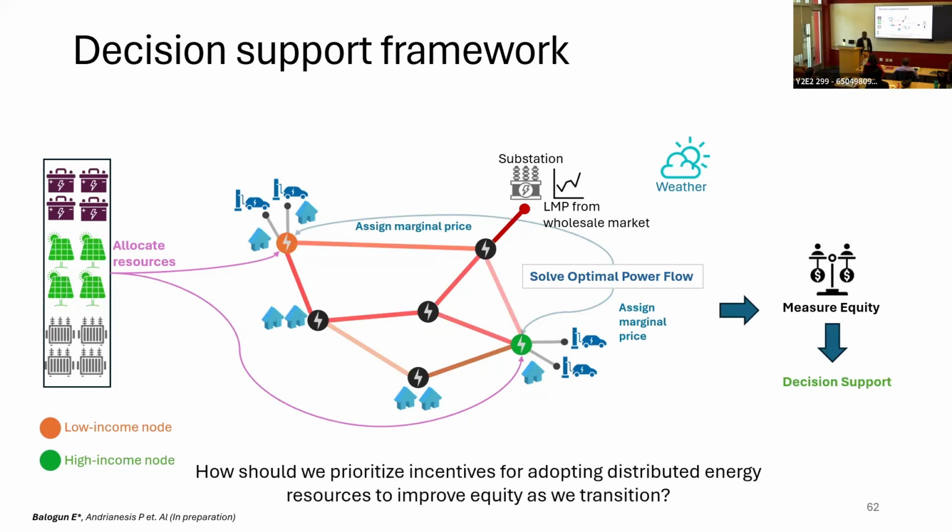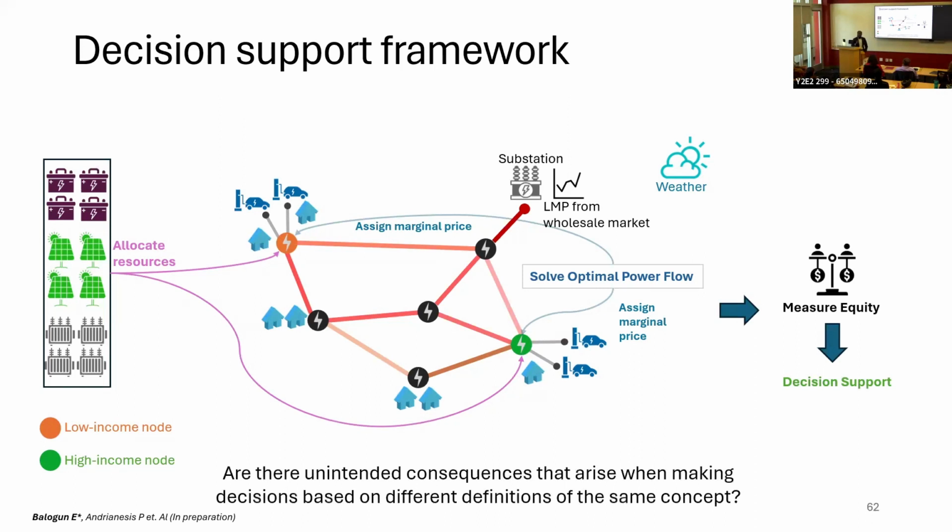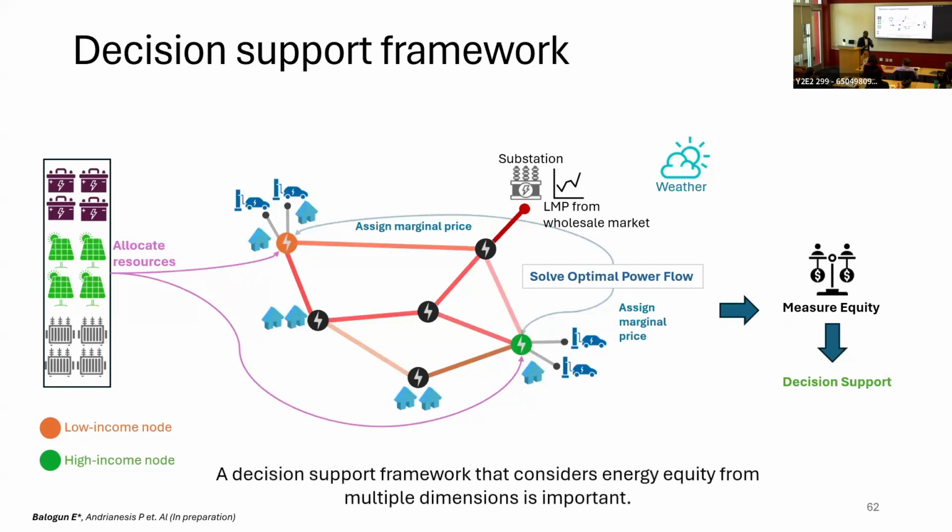How should we prioritize incentives so that people can adopt DERs, or distributed energy resources? Are there unintended consequences that come up when we define the same concept in different ways, which I'll talk about a little bit. So a decision support framework that can capture all of these angles at which we look at equity is important so that we can make better decisions.